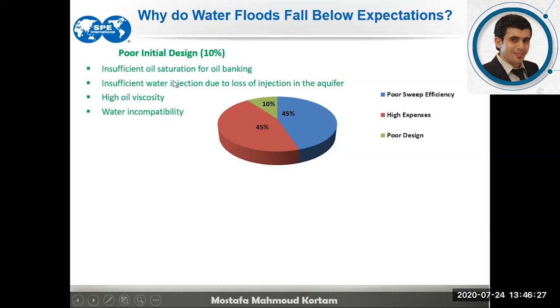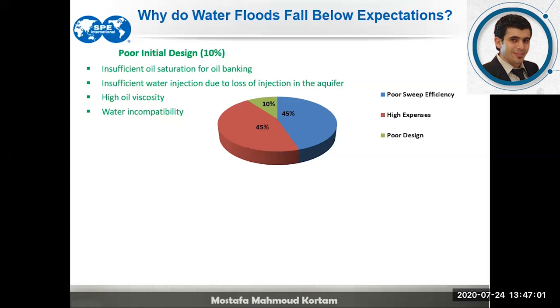So how much oil, or So, is remaining in the reservoir? Is there some amount of gas or not? Insufficient water injection due to the loss of the injection in the aquifer. And sometimes you may not be able to orient all of the injected water toward the oil bank or the producer well. In many cases, and there are many famous examples, some of them we are going to explain later.